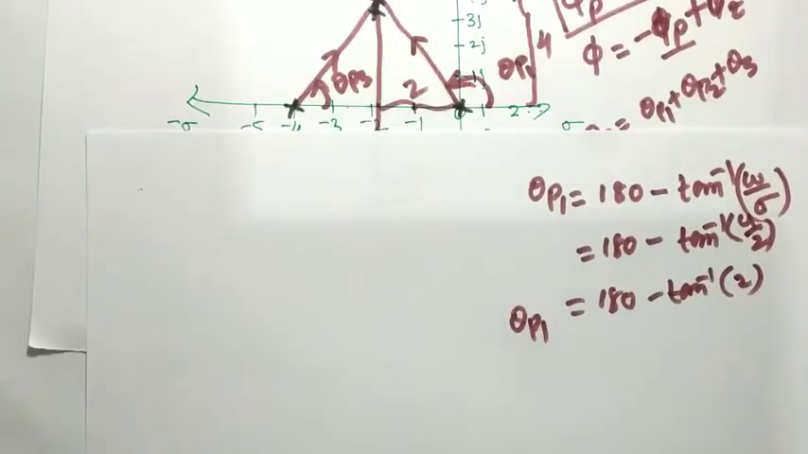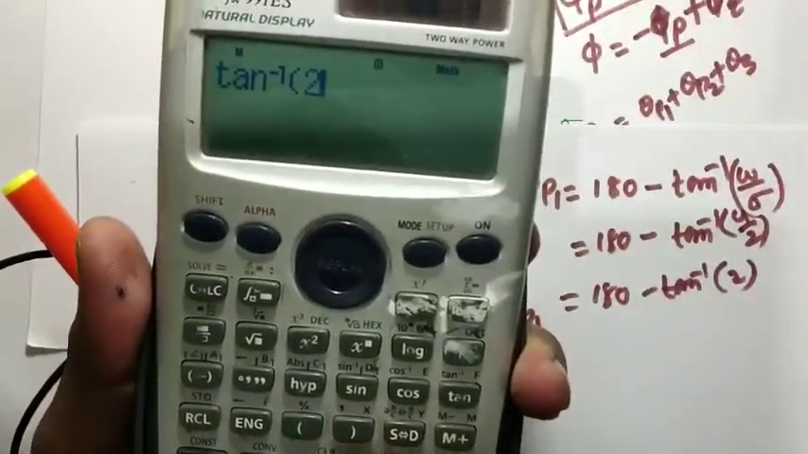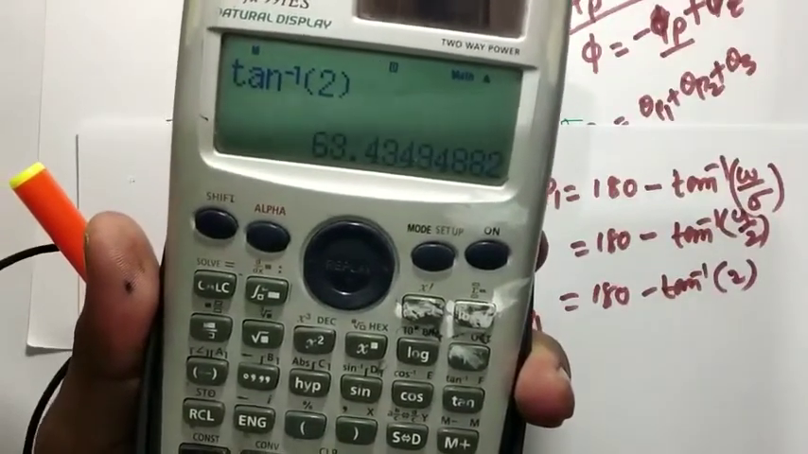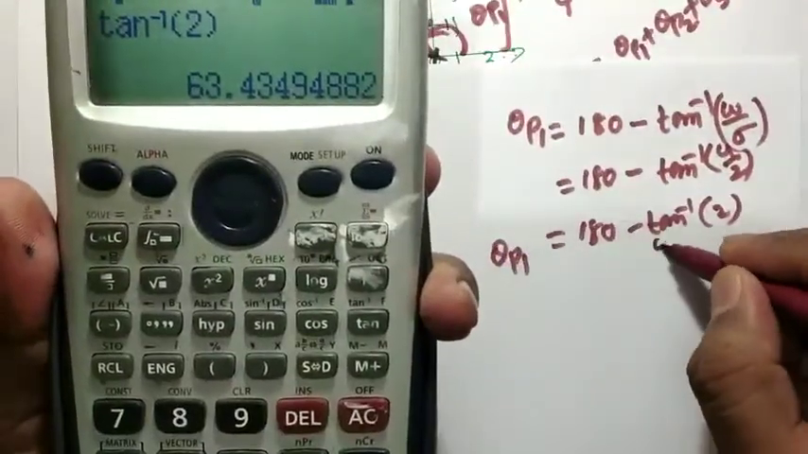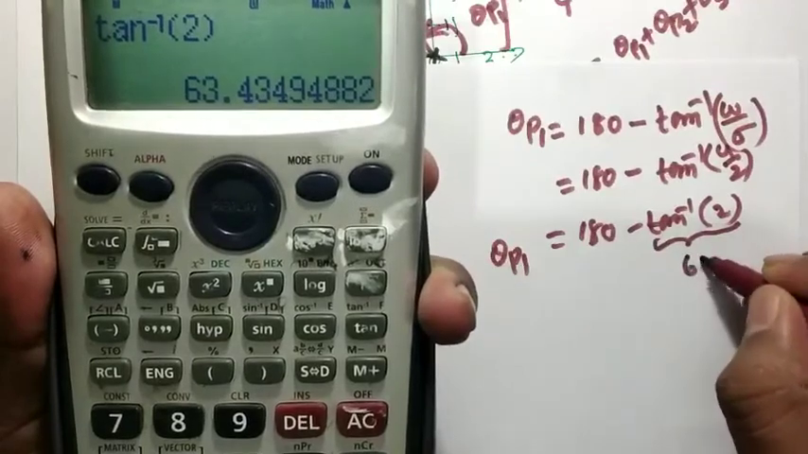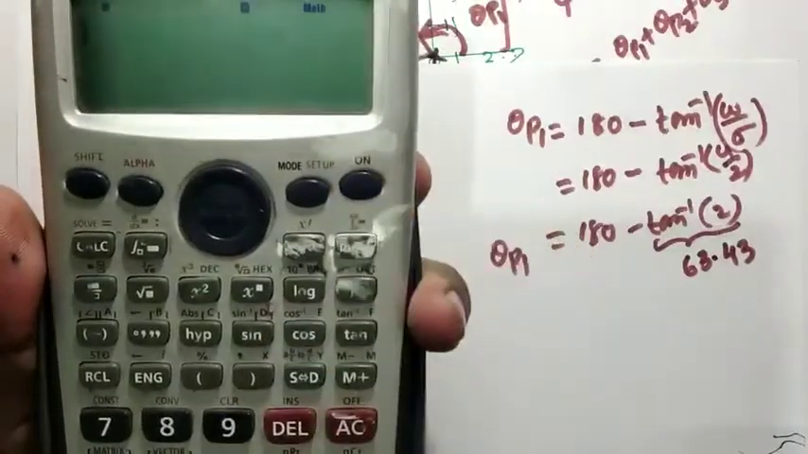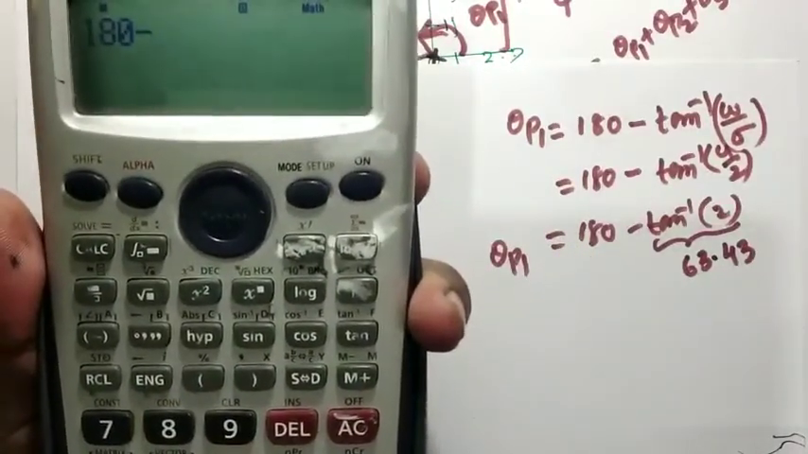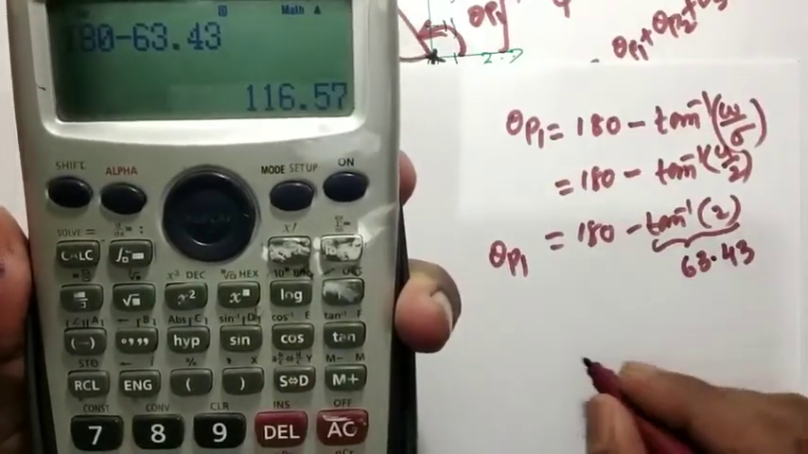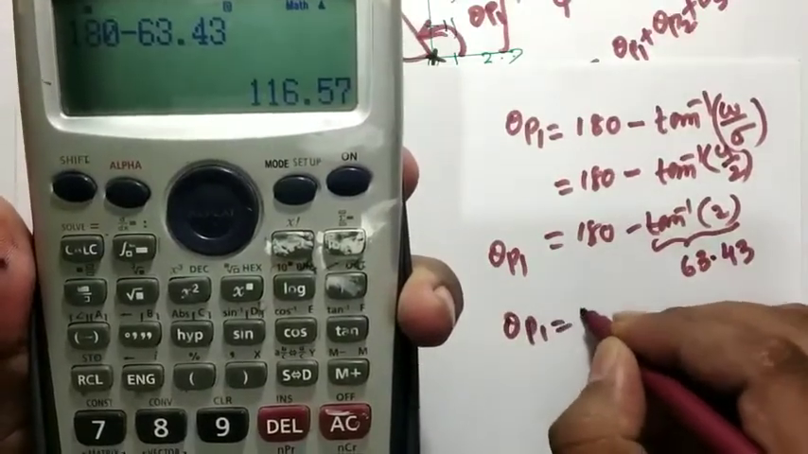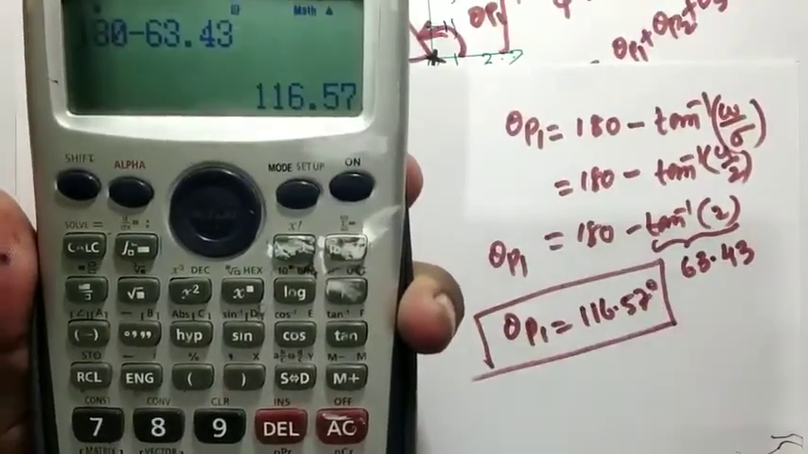So you take a calculator. Tan inverse 2 is 63.43 degrees, approximately. So you just subtract it. How much will you get? 180 minus 63.43. You will get theta p1, which is 116.57 degrees.